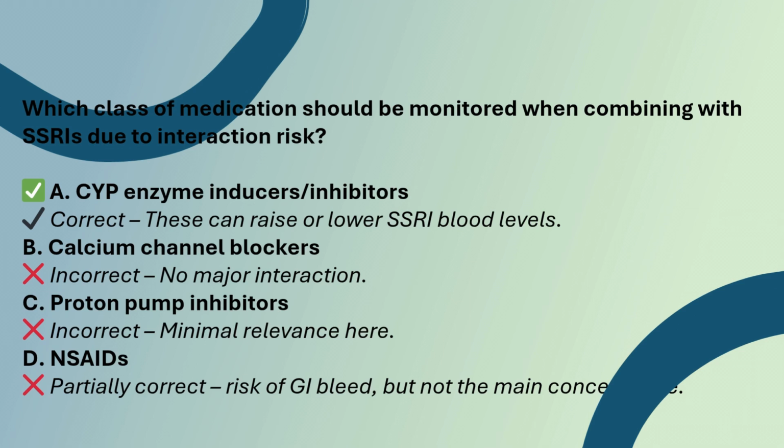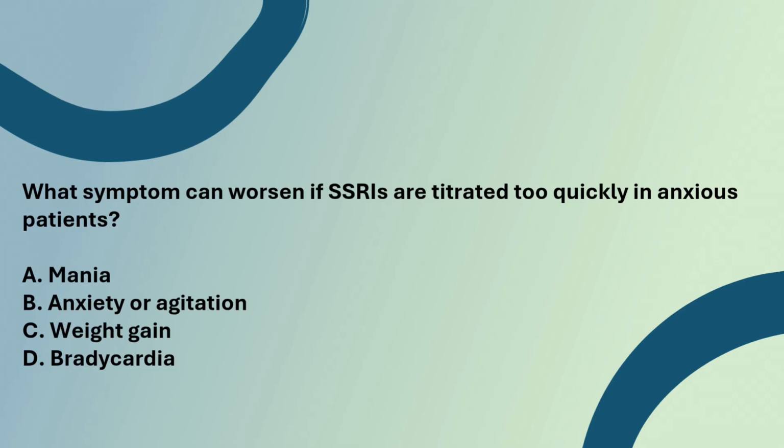What's our main concern? The thing that we're talking about over and over again, the CYP enzyme inducer or inhibitor, because they can raise or lower SSRI blood levels. So be cautious when you're treating comorbid anxiety and depression. You want to know which inhibitors do what. Let's go on to the next question.